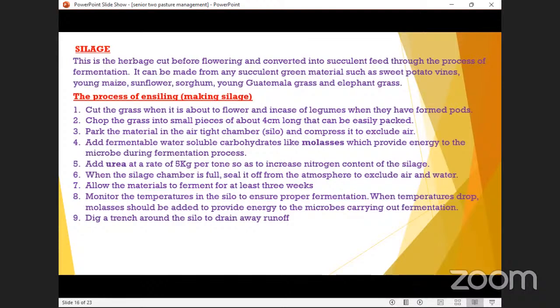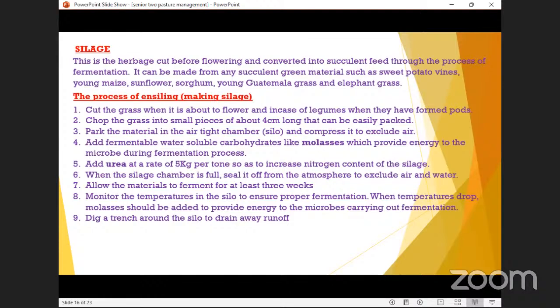When pods are formed, chop the grass into smaller pieces of about 4 centimeters long. You have to chop it, so you put it and cut it using a panga. You have to measure 4 centimeters, that can be easily packed. Pack the material in an airtight chamber or silo and compress it to exclude air.